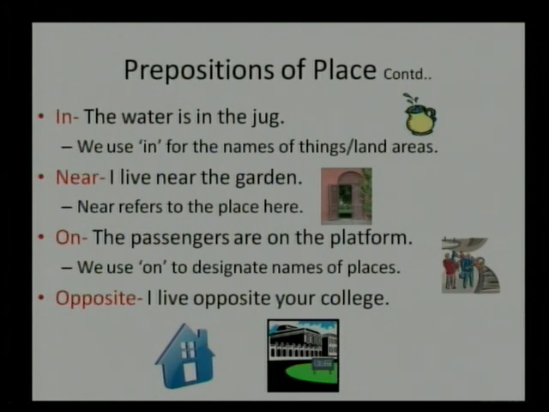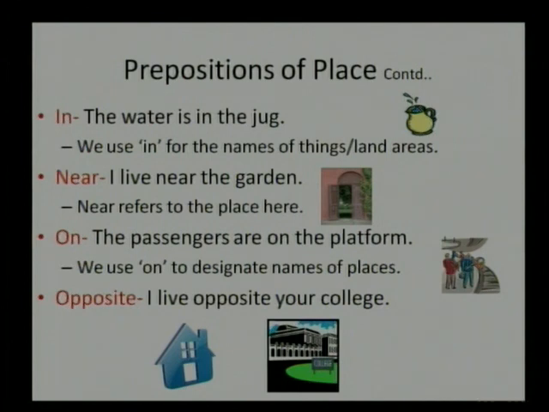We take a look again at the whole lot of prepositions that we went through. Prepositions of place માં આપણે જોયું in, near, on અને opposite. ફરી એકવાર જોઈ લઈએ. In એટલે અંદર. The water is in the jug. We use in for the names of things and areas. Near એટલે નજીક અથવા તો બાજુમાં. I live near the garden. Near refers again to place over here.